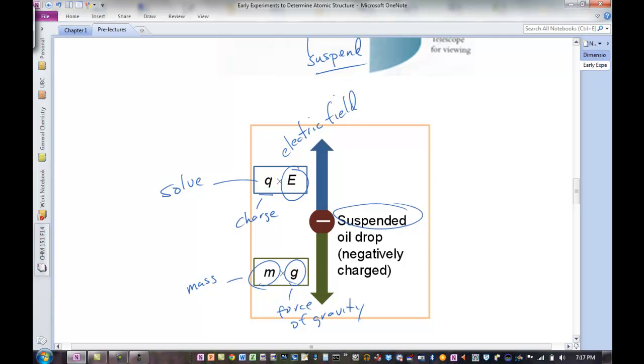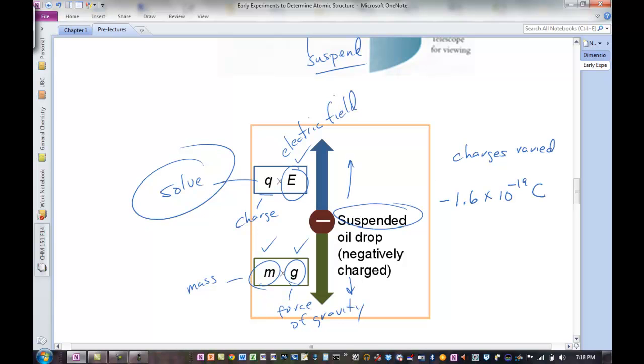So he knows the mass of the drop. Check. He knows the force due to gravity. Check. He knows what electric field he applies. This force pulling the drop up is equal and opposite to the force pulling the drop down if it's suspended. Sets those things equal to each other and solves for the charge of the drop. Pretty cool stuff. And what he found was the charges did vary. Okay, but they were all a multiple of a smaller number, and that number was about negative 1.6 times 10 to the negative 19th coulombs.